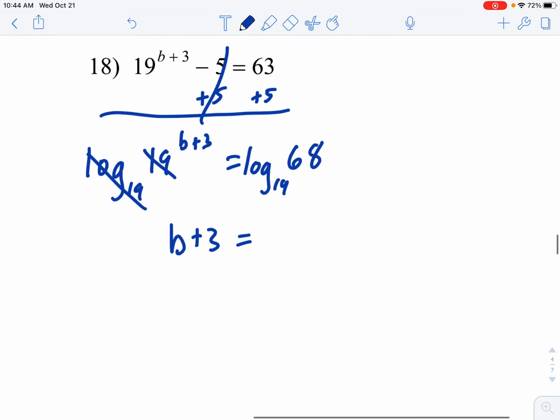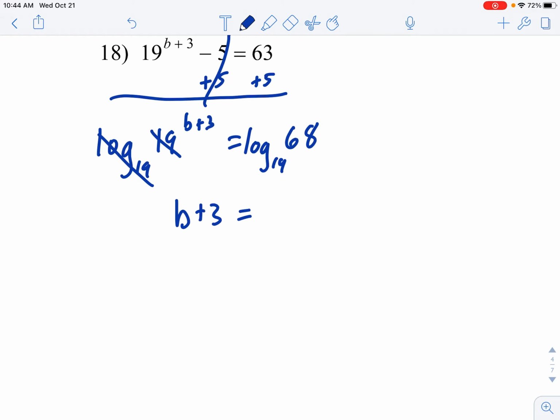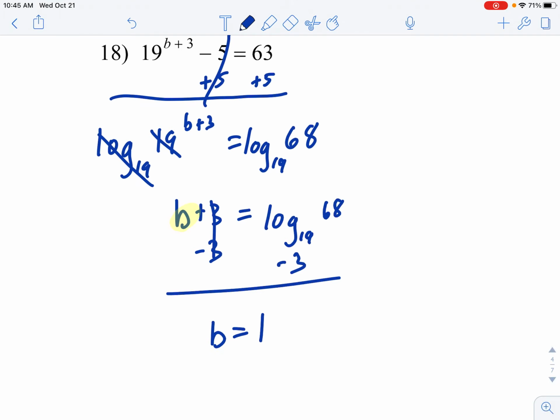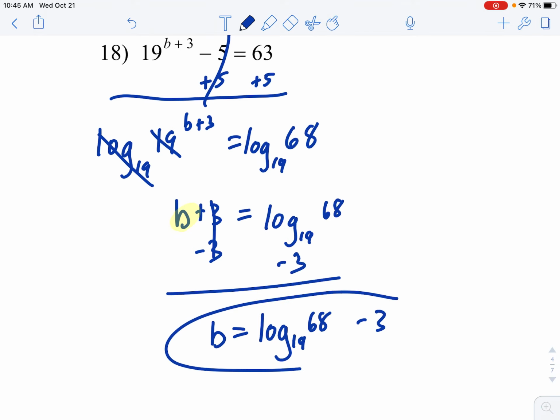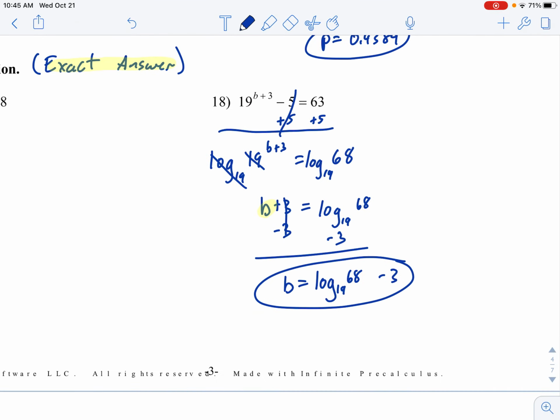Now, this is normally where I type junk into the calculator. Well, don't. Just write down log base 19 of 68. Fine, just leave it like that. To solve this equation, I need to isolate b. I got a minus 3. So now I need a minus 3 on this side. I get log base 19 of 68 minus 3. There. That is the exact answer.